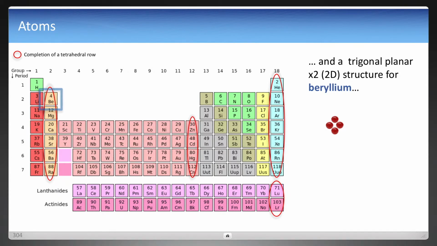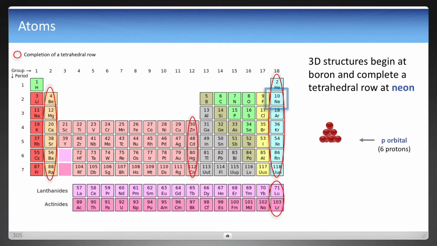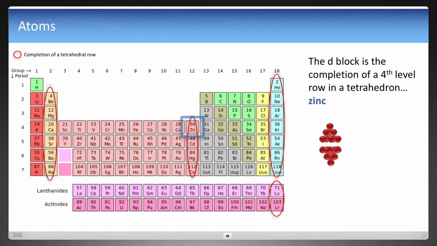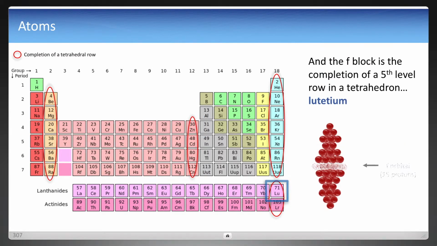And then with boron, it begins to build out a 3-dimensional structure, and it's building a tetrahedron because it finishes the 3rd level with 6 protons at neon. But it starts to build out symmetry for spherical waves first before building out the d orbital, but now you have the symmetry and a 4th level tetrahedron at 10 protons, the d orbital. And same thing again, it'll build out some symmetry for building out the 5th row of a tetrahedron, which is the f orbital, 15 protons.